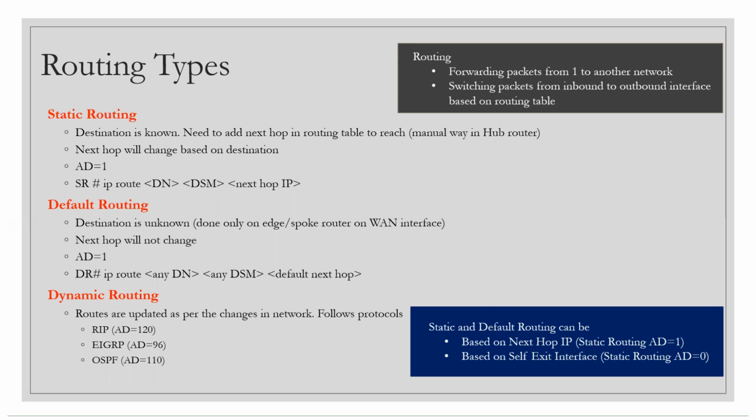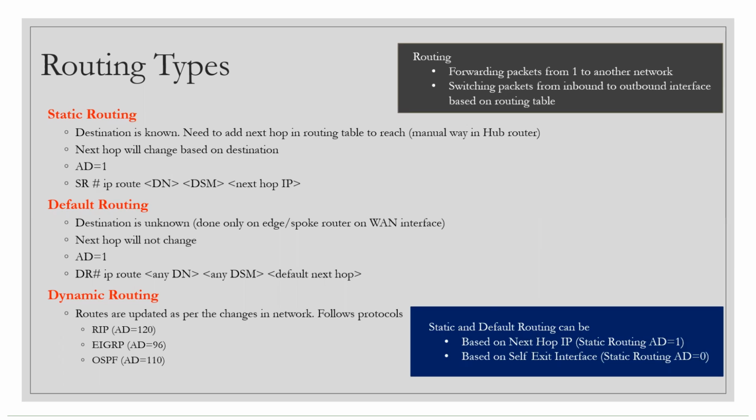Now when it comes to routing, we have three kinds of routing. One is static, second is default, and third is dynamic. Static, as we have seen in the first lab, is used when your destination is known. If you want to reach from the 10 to the 20 network and you know your next hop, you just add that next hop and you reach the destination. That is called static routing.